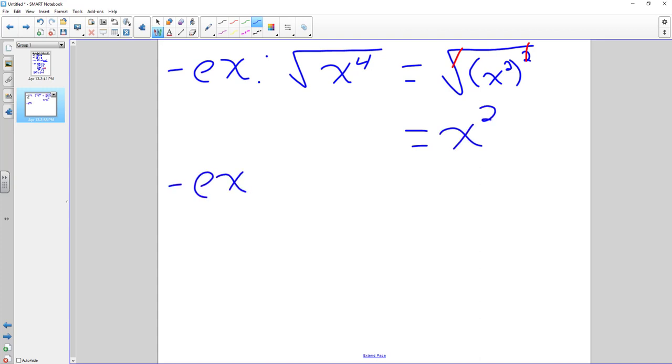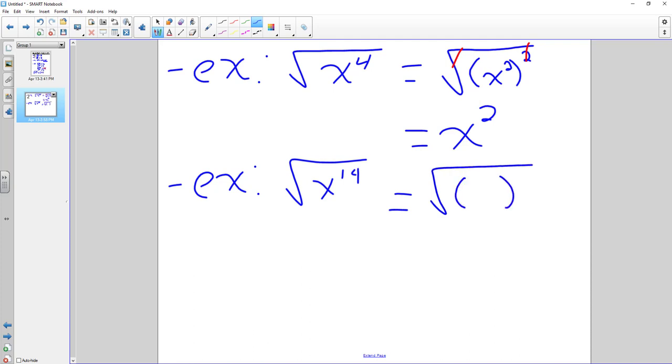Okay, or how about the square root of x to the 14th? So here, if I'm trying to figure out what squared gets me x to the 14th, it would have to be x to the 7th in here, because x to the 7th squared is x to the 14th. So now square root and squared cancel, and I'm left with x to the 7th. So really, whatever the exponent on the inside is, we're cutting it in half. Like this one, 14 divided by 2, we're going to be left with x to the 7th.